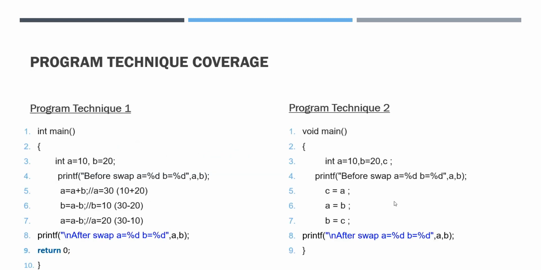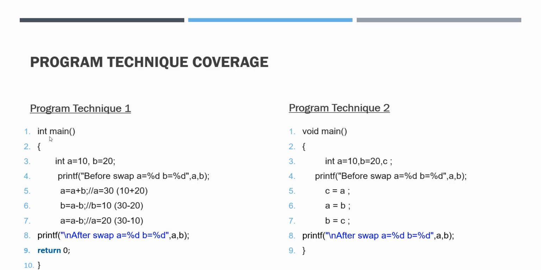Then comes the program technique coverage. In the unit testing, we write the same program in two ways. Here I have taken a swapping program and written it in two ways. In program technique coverage you get an idea of which way of executing the program will take less time.